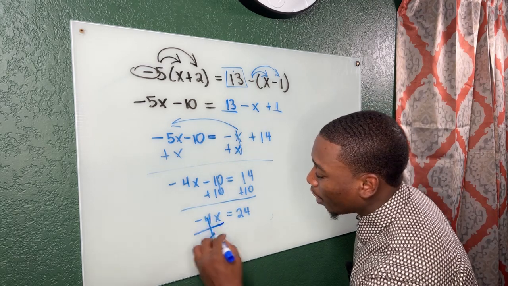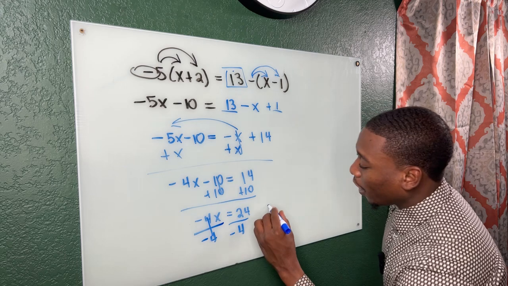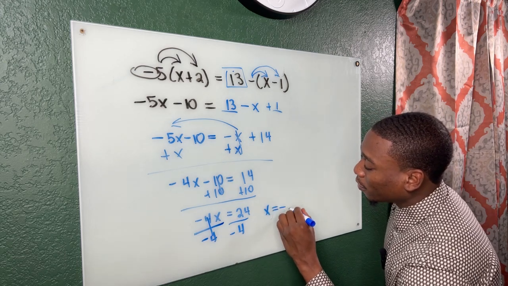So now we divide, and I know everybody knows the answer. We're going to get x is equal to -6.